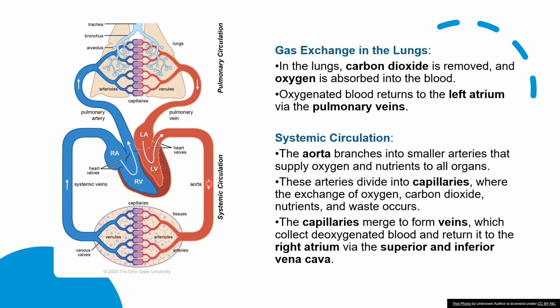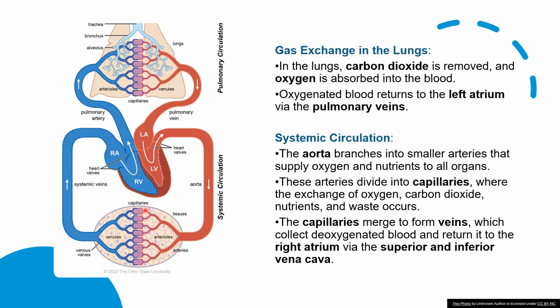The aorta branches into smaller arteries and further into arterioles that supply oxygen and nutrients to all organs. These arterioles further divide into capillaries, where the exchange of oxygen, carbon dioxide, nutrients and waste occurs. So the exchange of all these things happens inside the capillaries.